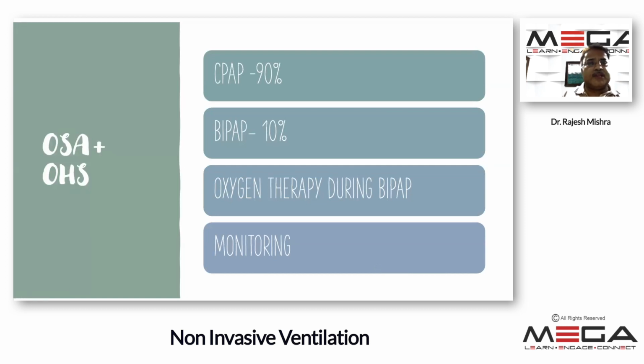In OSA, 90% respond to CPAP. Nowadays, after the sleep study, an automatic machine comes, which titrates the pressure level as per the increasing resistance of the upper airway and the tracheal resistance, and that takes care of the alveolar ventilation.